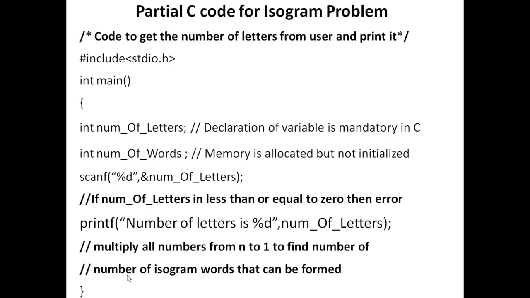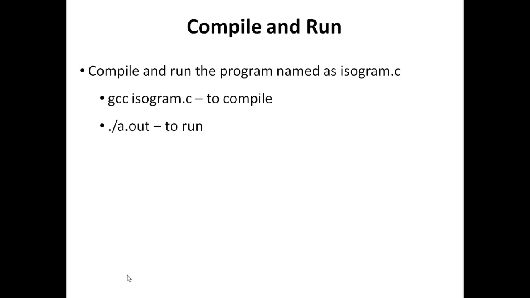So this is the partial code to execute the isogram problem. We declare the variables and we get the number of letters from the user, and then we print the number of letters, and then we go for the actual logic at the end. For compiling, as I told earlier, we have to give gcc programming.c. For running, we should give ./a.out.